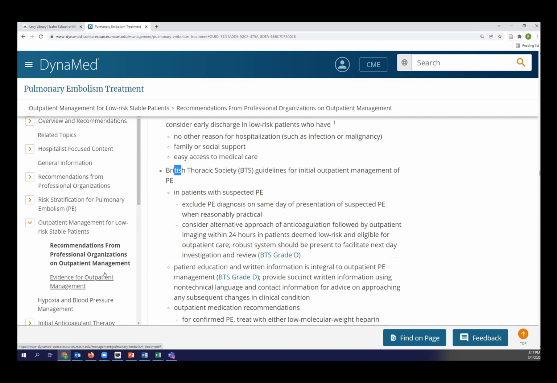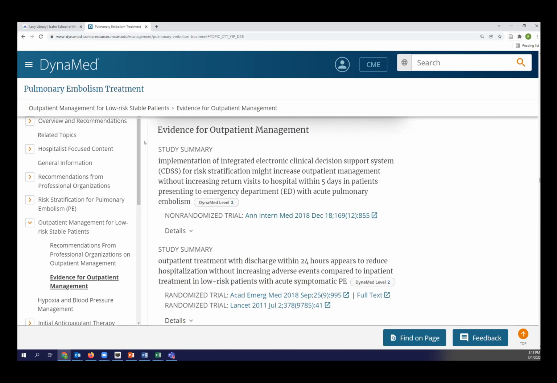But the particular element of Dynamed that I find really, really useful, and as somebody else had said, makes it a very good EBM resource, is the evidence for section. So in the evidence for section, they have what they call study summaries. I call them headlines. And so our first headline here is implementation of integrated electronic clinical decision support system for risk stratification might increase outpatient management without increasing return visits to the hospital within 5 days. So do we care about this? Why or why not?